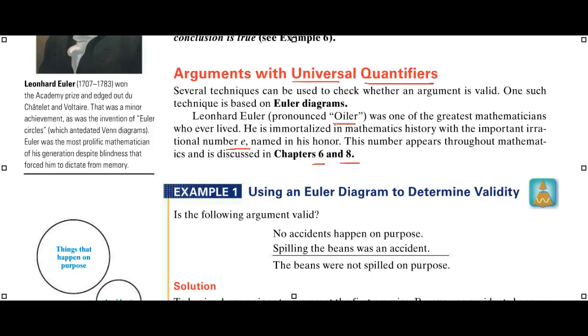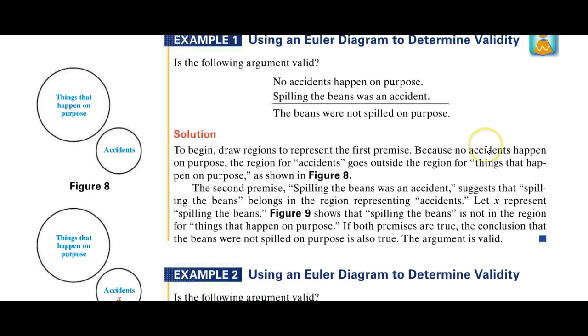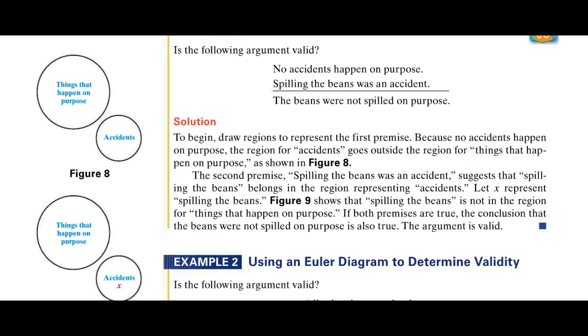So let's take a look at this. We want to use in example 1 an Euler diagram to determine the validity of this. So is the following argument valid? No accidents happen on purpose. Spilling the beans was an accident. The beans were not spilled on purpose.